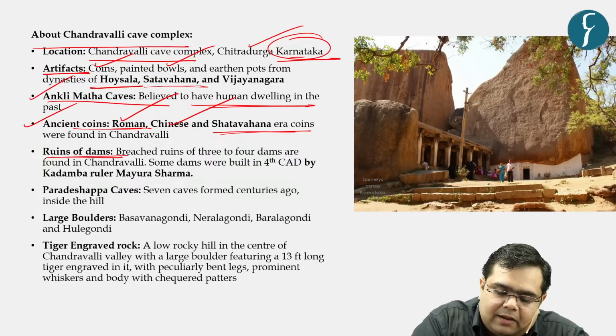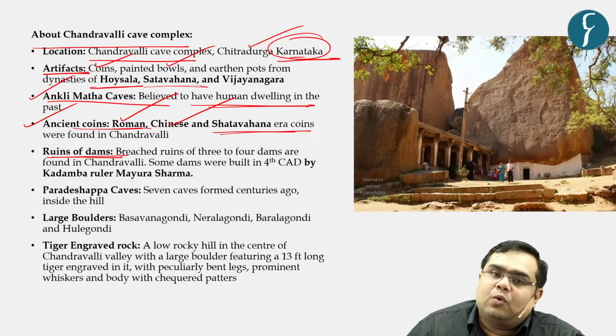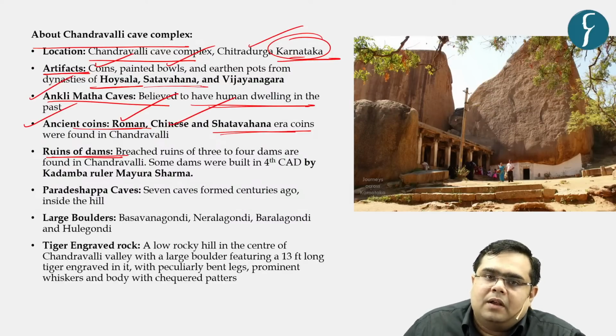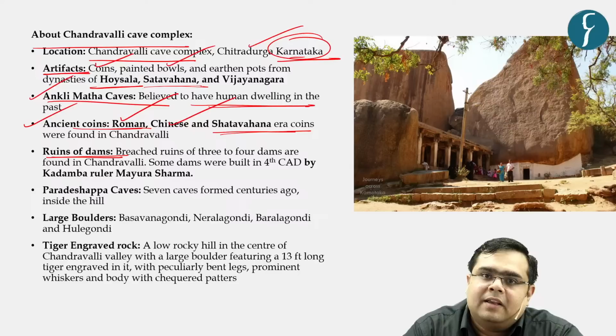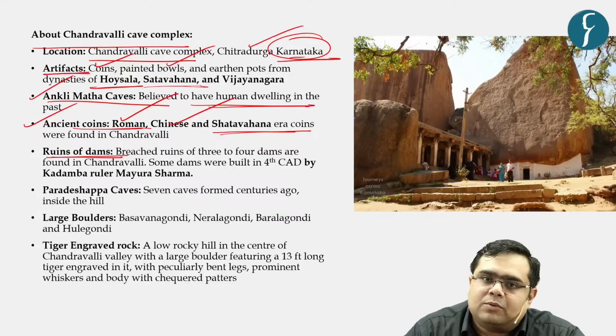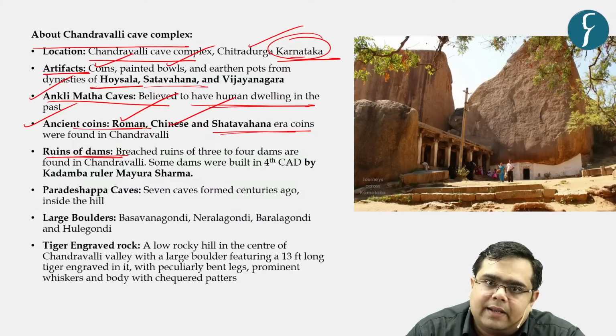Similarly, nearby the caves, the ruins of various dams have also been seen. Now, what does it signify? If a particular ruler has been making dams, it signifies perhaps two things. First one being that this particular area received a lot of rainfall, because of which there was a large scale devastation that was occurring to agriculture.